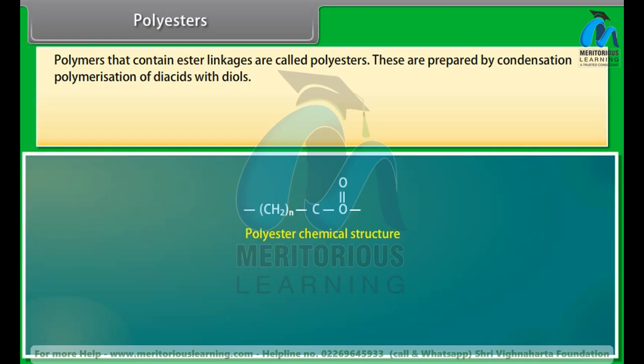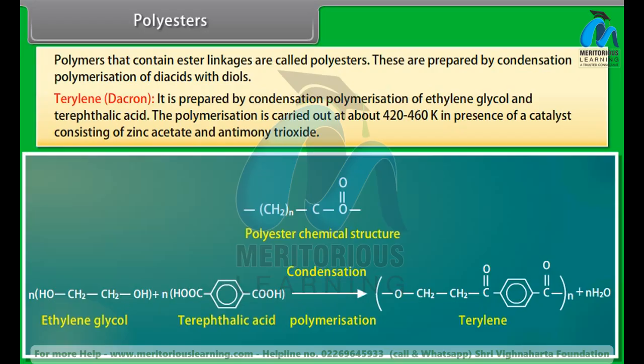Polyesters. Polymers that contain ester linkages are called polyesters. These are prepared by condensation polymerization of diacids with diols. Terylene, Dacron. It is prepared by condensation polymerization of ethylene glycol and terephthalic acid. The polymerization is carried out at about 420 to 460 K in presence of a catalyst consisting of zinc acetate and antimony trioxide.